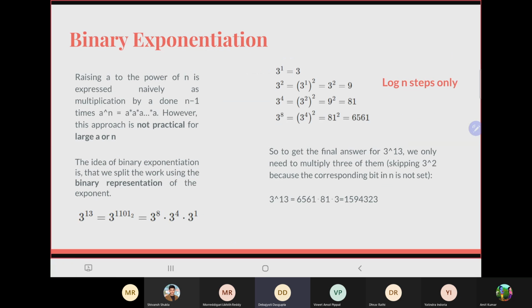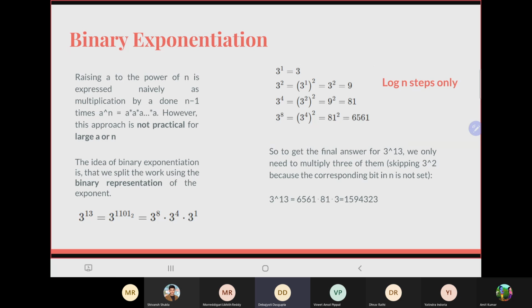Let us see what we have written. As I had said, if we are finding e power n and doing the product e, n times, it is not feasible, since for large n it will take a lot of time. So we are splitting the power in its binary form. If we are finding 3 power 13, 13 is written as 1101. So we are taking 3 power 8, 3 power 4, and 3 power 1, since these bits are set in the binary form of the power.